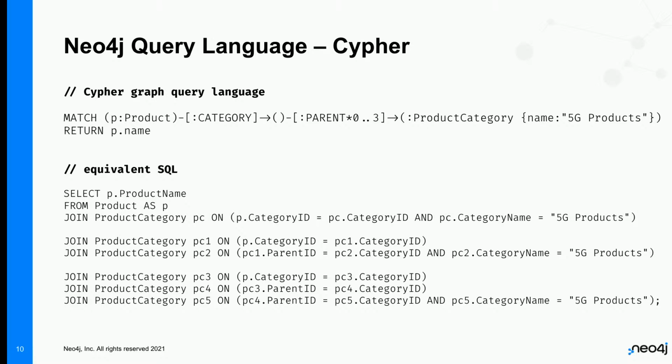You're just traveling up from a category to the parent categories, arbitrarily depth between 0 and 3, up to that root pattern. So you know that you're looking for all products that are essentially in this subset somewhere of this 5G products supercategory. To say the equivalent in SQL, you of course do a bunch of joins. Now the logic is exactly the same, but the meaning is more obvious in Cypher.